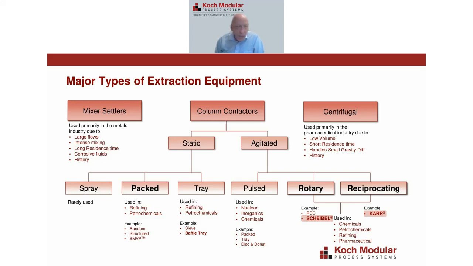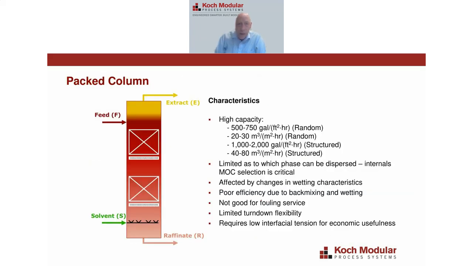I'm going to switch gears a little now and talk about different types of extraction equipment. There are basically three types. There's mixer settlers, which can be batch or continuous. There's column type contactors, which are static or agitated, and we're going to talk primarily about packed, rotating, and reciprocating columns in this talk. And then there's centrifugal extractors, which are high-speed devices which force the phases to flow countercurrently. And there's pluses and minuses for each type of these extraction equipment.